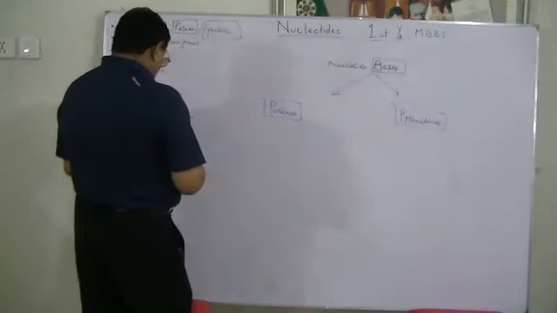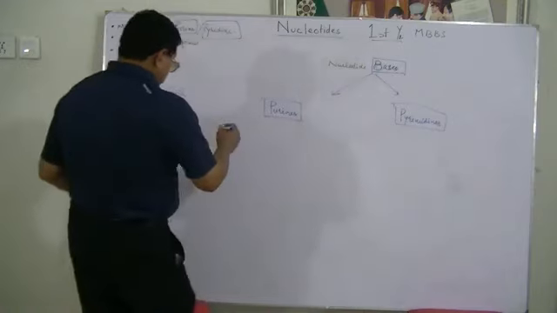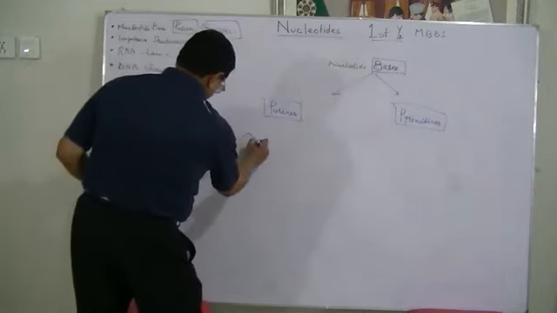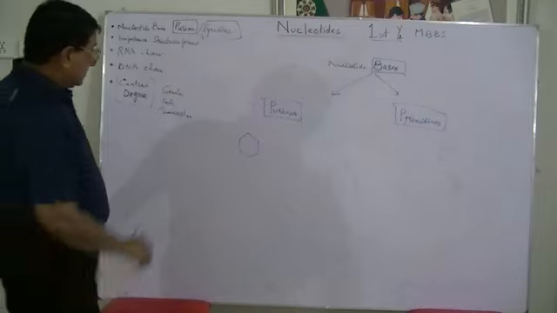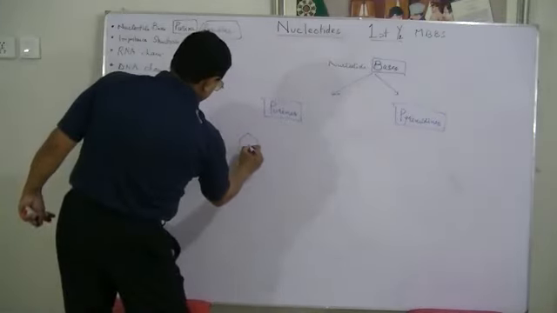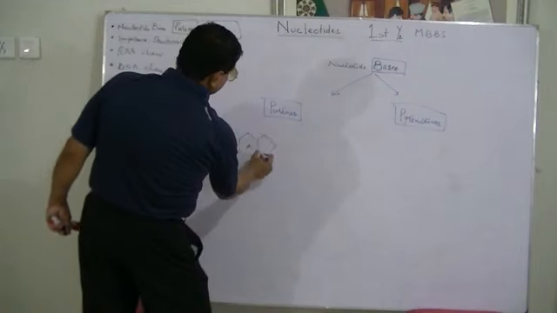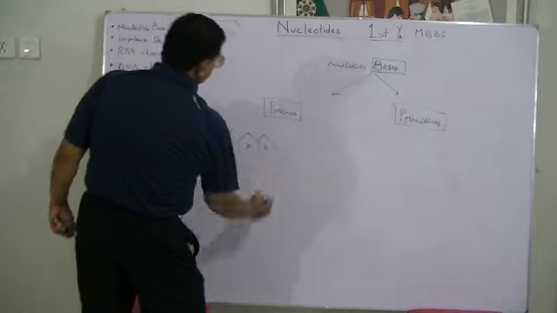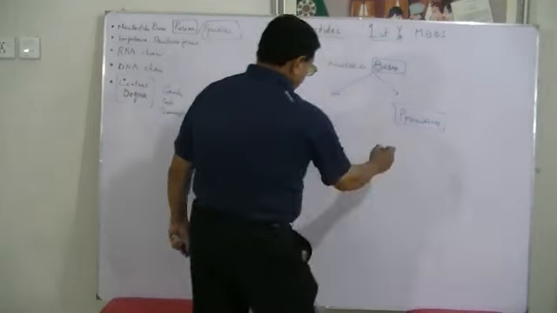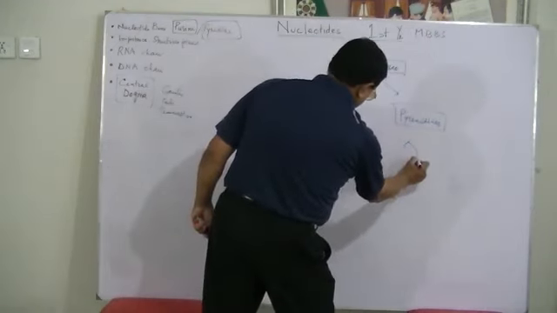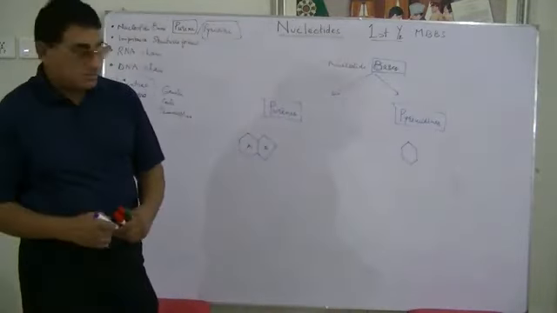Now, how do purines look like? Well, they've got two rings. One A ring, that is six-sided ring. This is attached to a five-sided ring. This is the shape of a purine ring. This is the shape of a pyrimidine ring.